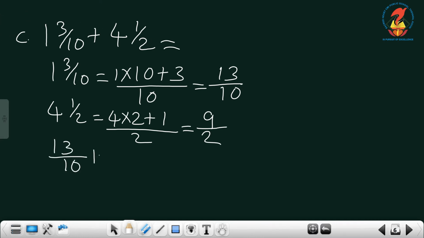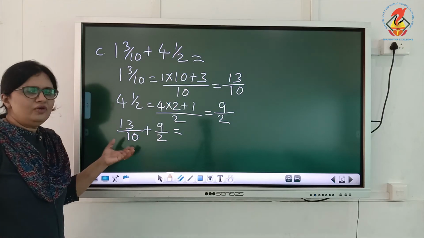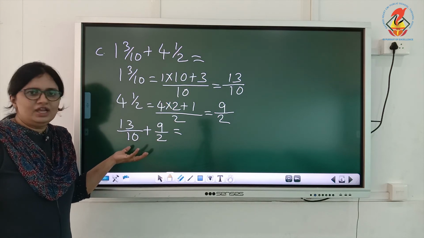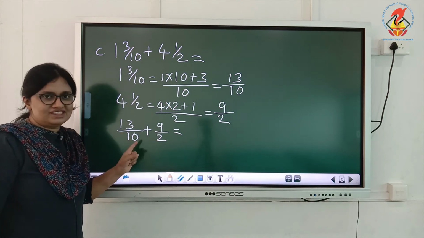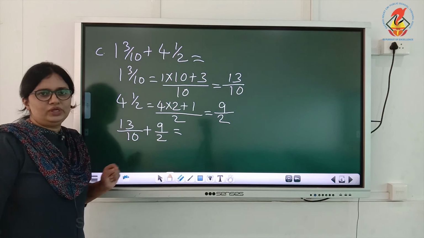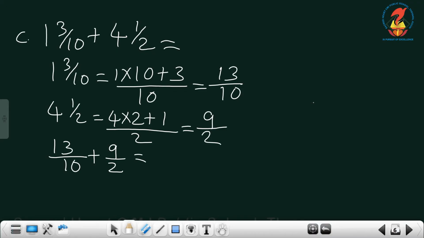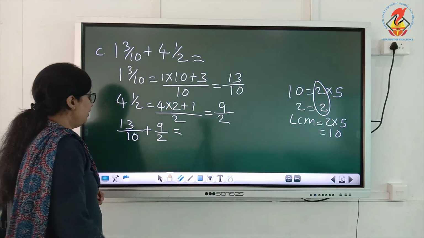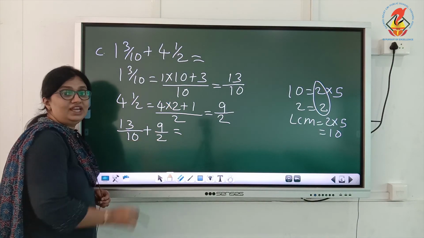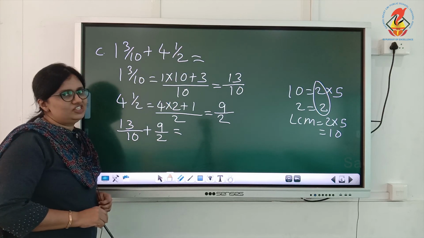13 by 10 plus 9 by 2. Is it clear? Okay. And how can we add this? Is it like fraction? No, it is unlike fraction only. How can we add this? You take the LCM. LCM of 10 and 2 is what? 10 equals 2 into 5, and 2. So the common LCM is 2 5s are 10 only. Okay. And after that we need to change both the denominators to their LCM, the same as fraction addition.